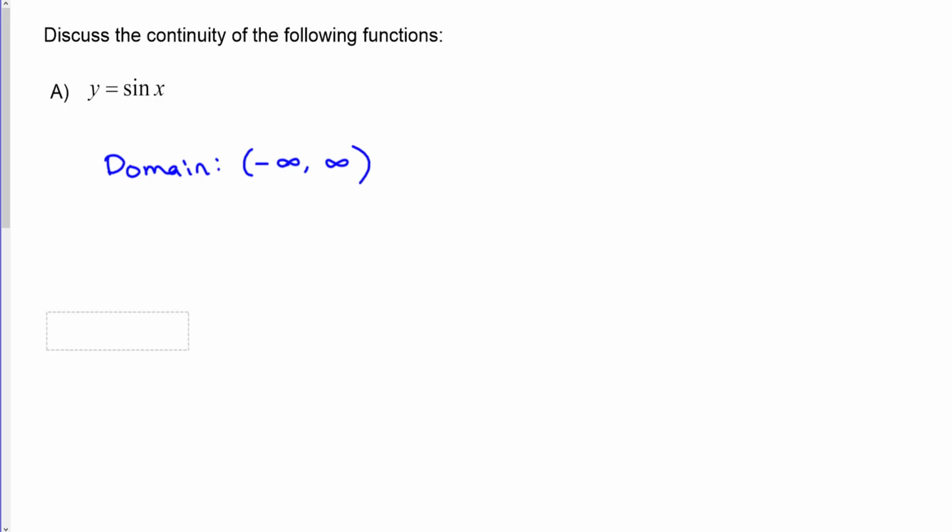There is a range restriction, so all the values of sine are in the range of -1 to +1. But the domain, you can put anything you want into the function sine. So what that means is this function is continuous everywhere. And you can say that by just saying it's continuous everywhere, or you can say it's continuous on the interval from negative infinity to positive infinity.